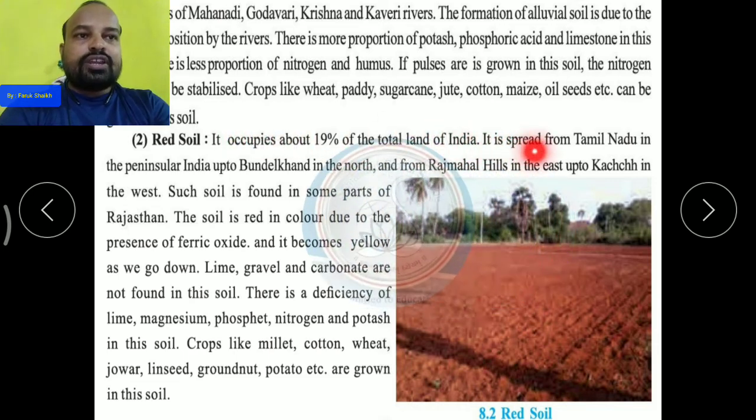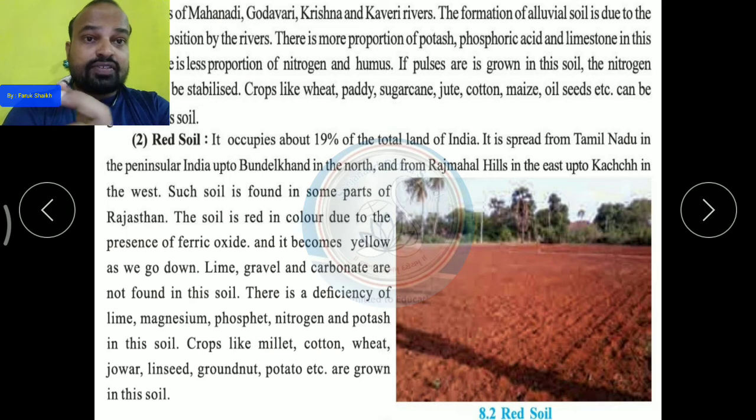It is spread from Tamil Nadu in peninsular India up to Bundelkhand in the north, and from the Rajmahal Hills in the east up to Kutch in the west. From the south to the west, this soil is spread. Such soil is also formed in some parts of Rajasthan. In Rajasthan also this soil is available.